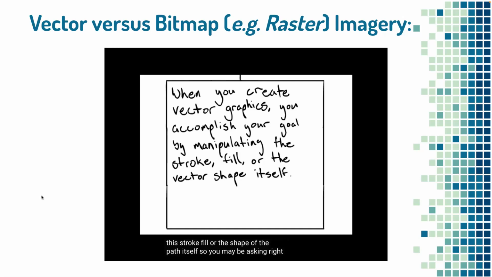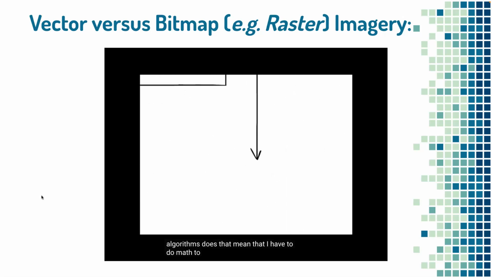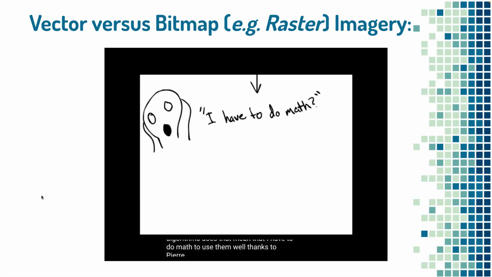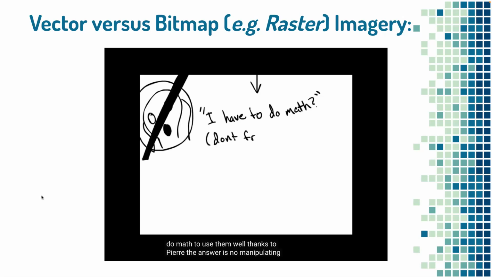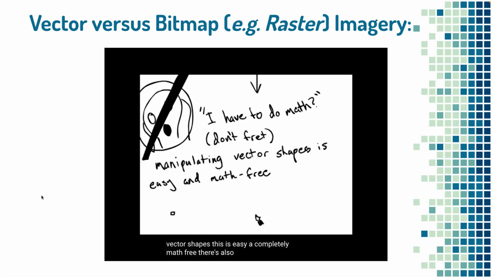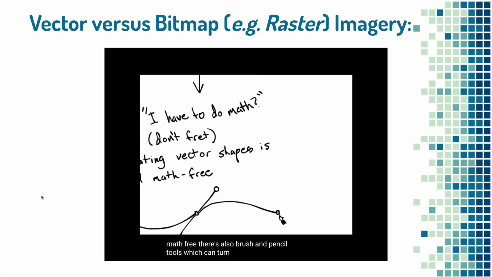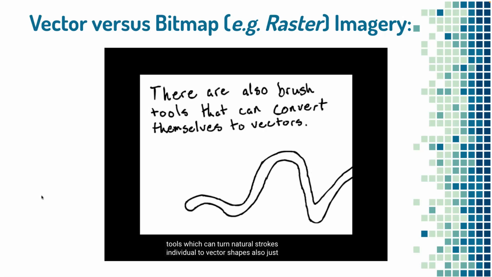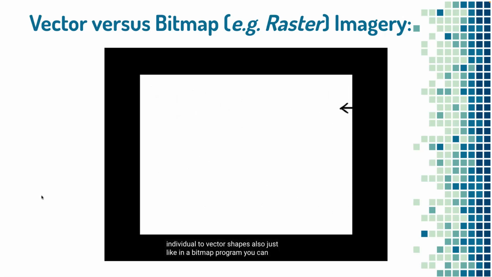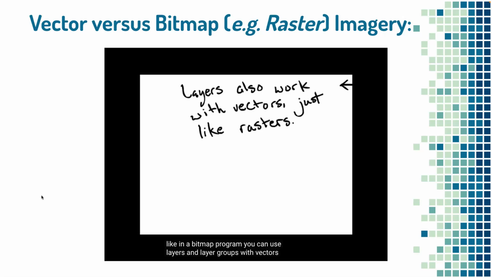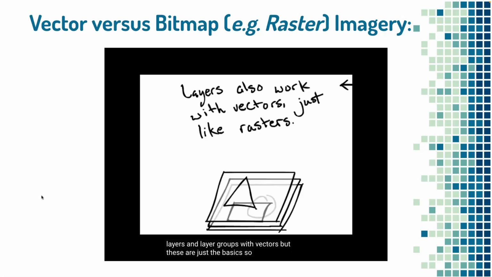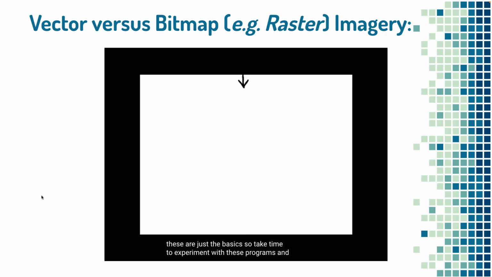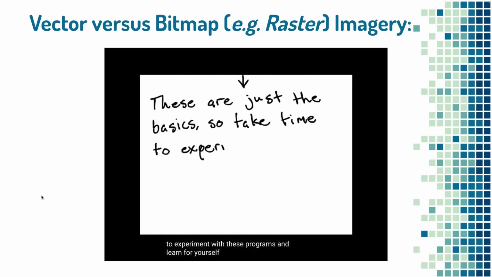So you may be asking right about now, if vectors are based on algorithms, does that mean that I have to do math to use them? Well, thanks to Pierre, the answer is no. Manipulating vector shapes is easy and completely math-free. There's also brush and pencil tools which can turn natural strokes into vector shapes. Also, just like in a bitmap program, you can use layers and layer groups with vectors. But these are just the basics, so take time to experiment with these programs and learn for yourself.